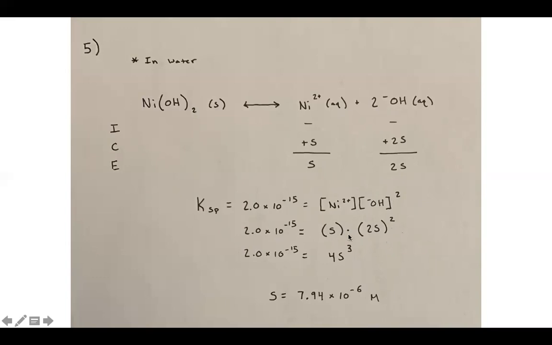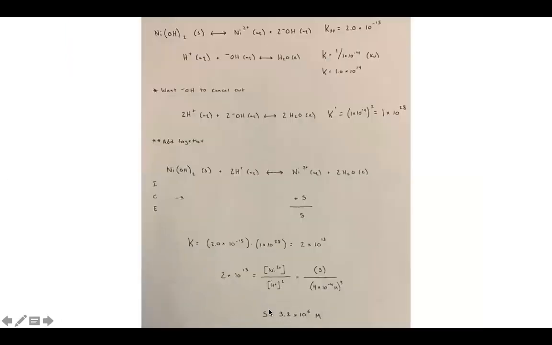Okay, and so when we end up solving for S, we find that the solubility of nickel hydroxide in a pure water solution is 7.94 times 10 to the negative 6th molar. Okay, and so on the next slide, when we solve it in an acidic solution, we expect S to be a greater value.